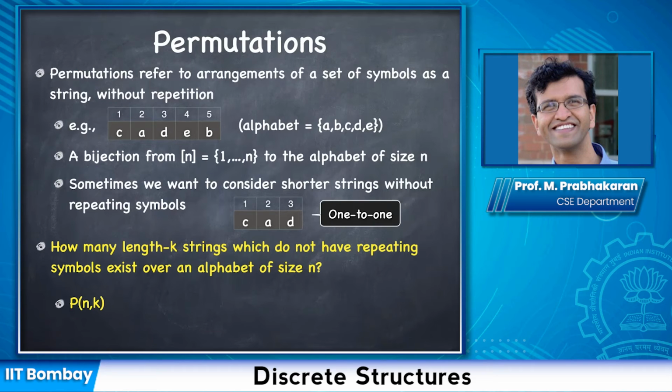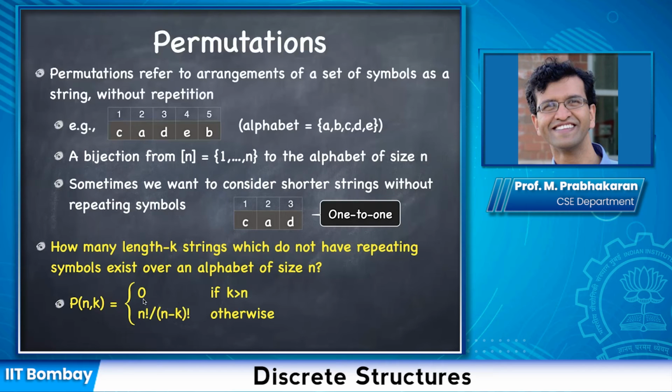And the combinatorial question here is, how many such permutations are there? So how many length k strings without repetition exist over an alphabet of size n? I'm going to denote this number by P(n,k). So it's a function of the size of the alphabet and the length of the string. And you might already be familiar with the expression for P(n,k).